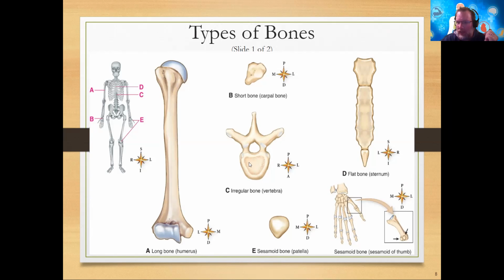This is called the body of the vertebra. This is the anterior, or the front, of the vertebra. And then this hole is where the spinal cord passes through. And then in between, going out this way, is where nerves are.